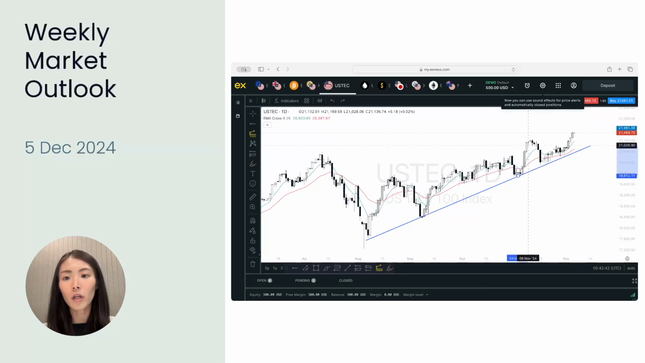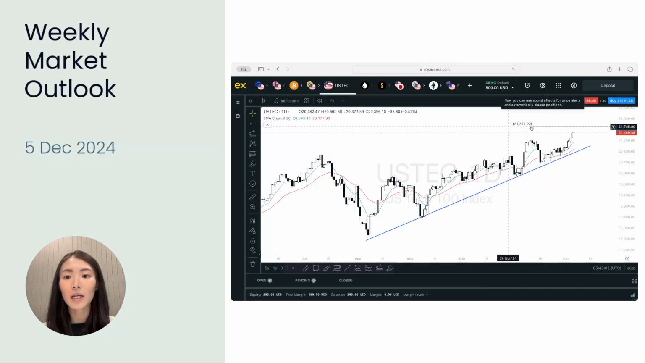This is the first point, the second point, and the third point. You can see the 100% extension lies at about the 21,700 level. This region is still slightly above the current price level at about 21,500. So for me, this is the first potential resistance that price could push towards.